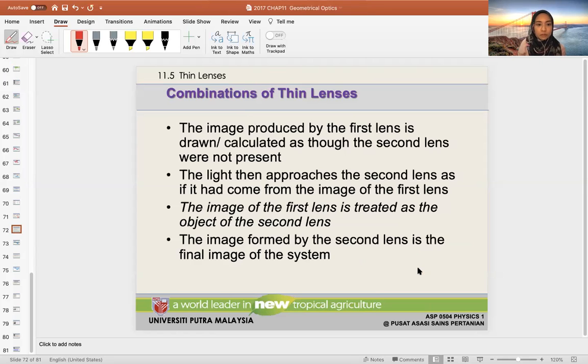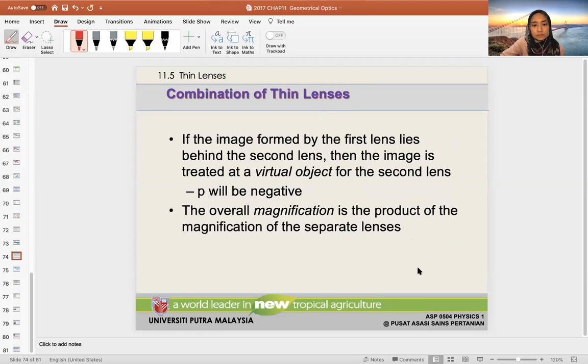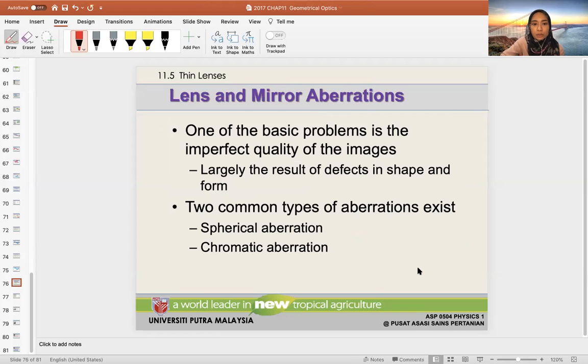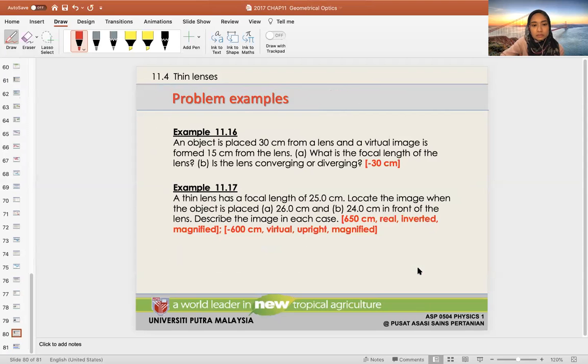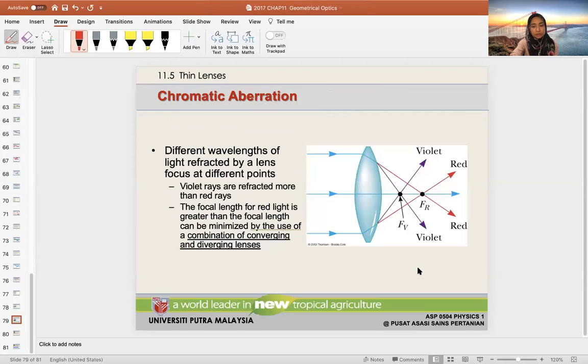Okay, combination of thin lenses, is there any? I don't think so. I will get back to you on this. But for now, we are done with chapter 11. I think this part is not in the exam. Okay, let's do this question. Combination of lenses, I don't think there will be on the exam. If you know how to draw correctly for one thin lens, you will definitely know how to draw for two lenses, but I'm pretty sure there's no combination.